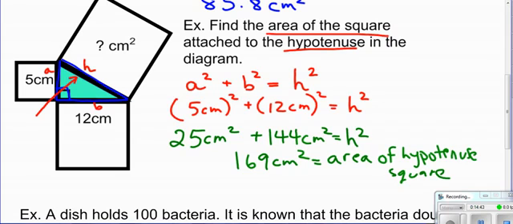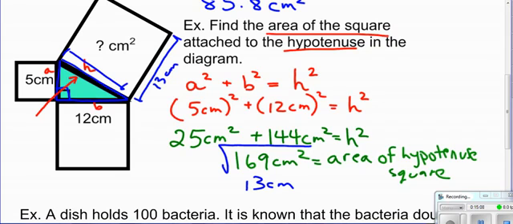Now let's say I want to know what length the hypotenuse is. Well, the way that we undo a square is we square root. To find the side length of a square, we square root the area. So when we take the square root of 169 centimeters squared, we get a length of 13 centimeters. So the square of the hypotenuse is 13 centimeters by 13 centimeters. Again, a really common type of question.